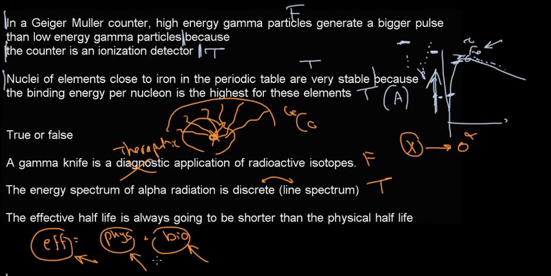These two processes are working to degrade the amount of material. So if I combine them, it's going to take less time to be degraded. So the effective half-life is, in effect, going to always be shorter than either the physical or the biological half-life.